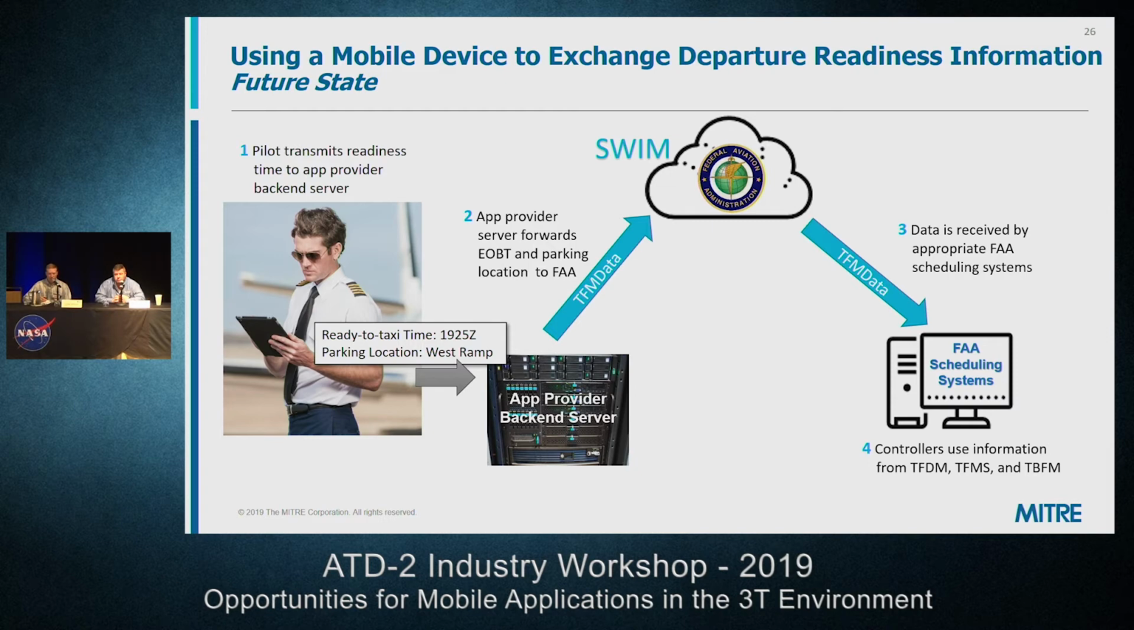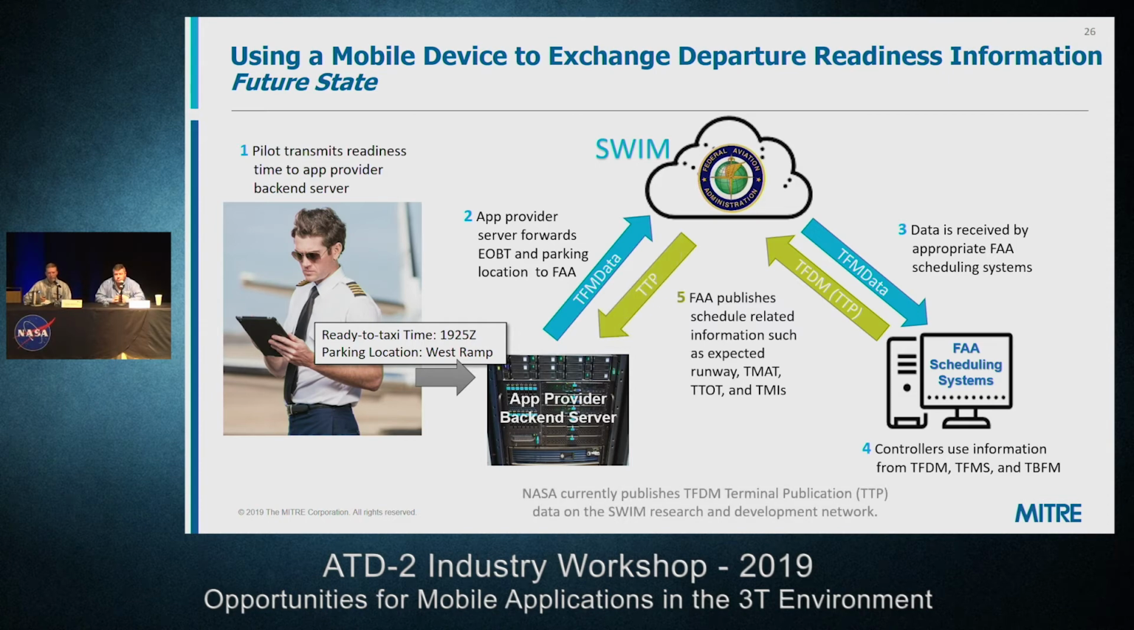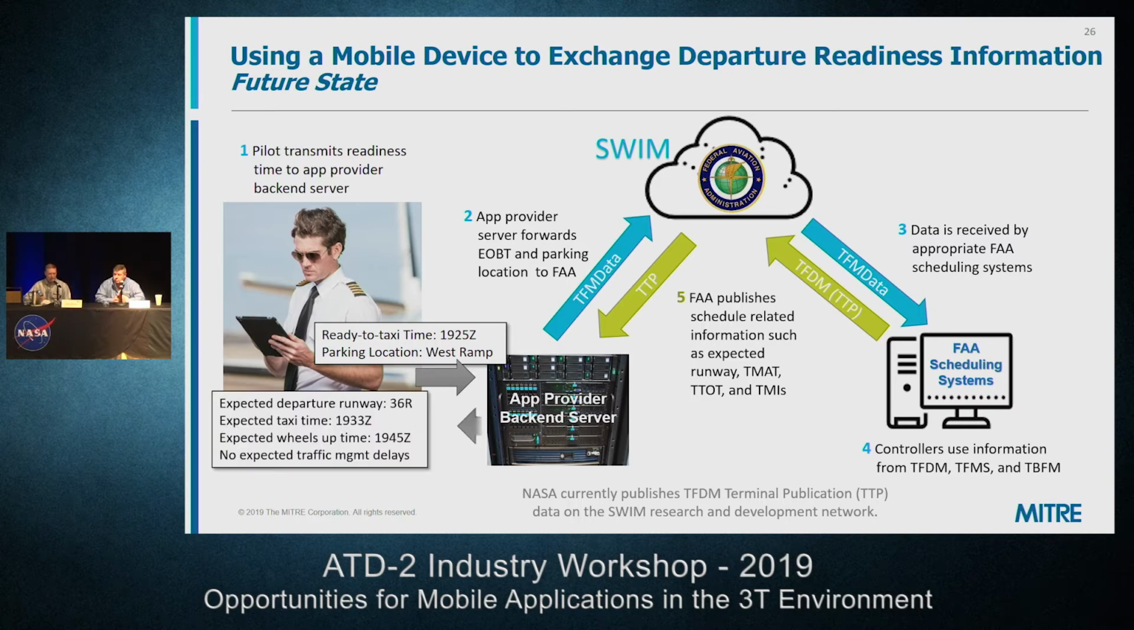TFDM would obviously be a recipient of that EOBT time, and the controllers and the automation systems use that information to come up with traffic management plans and publish information back out via TTP, which then would be consumed by that application service provider and forwarded back to the pilot. It would include information such as expected departure runway, expected taxi time, wheels up time, and if there's any traffic management delays.